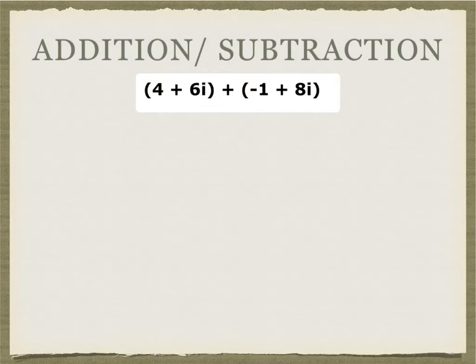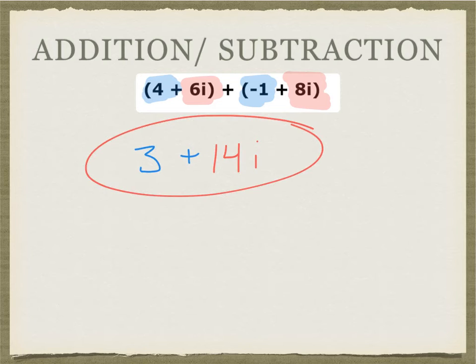Okay, so now we have our real numbers that we're going to add together, and we have our complex numbers that we need to add together. So what is 4 plus negative 1? 3. Plus 14i. And that's our answer. It's that simple.